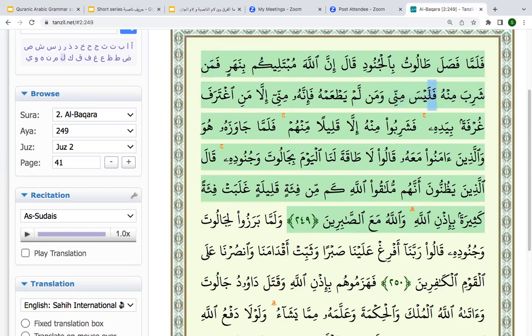Why is fa here? Laysa is there because laysa is fail jamid, and for fail jamid, we need to use fa rabita to connect jumla shartiya with jawabu shart.